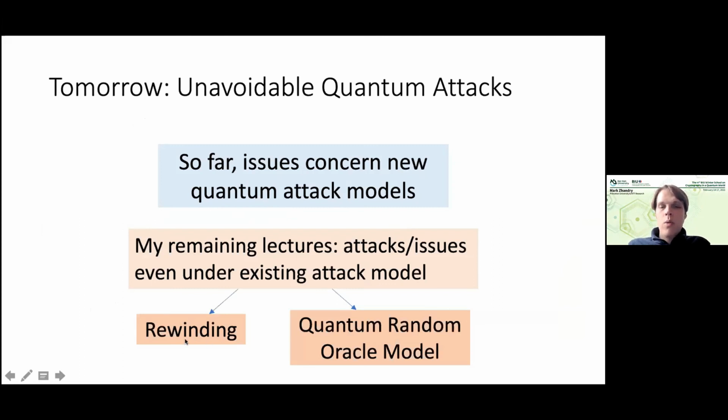So the one example was rewinding, which we mentioned in the previous lecture, and the other example will be this quantum random oracle model, which will be the topic for my last 3 lectures, starting tomorrow and ending on Wednesday. And so with that, I will conclude.